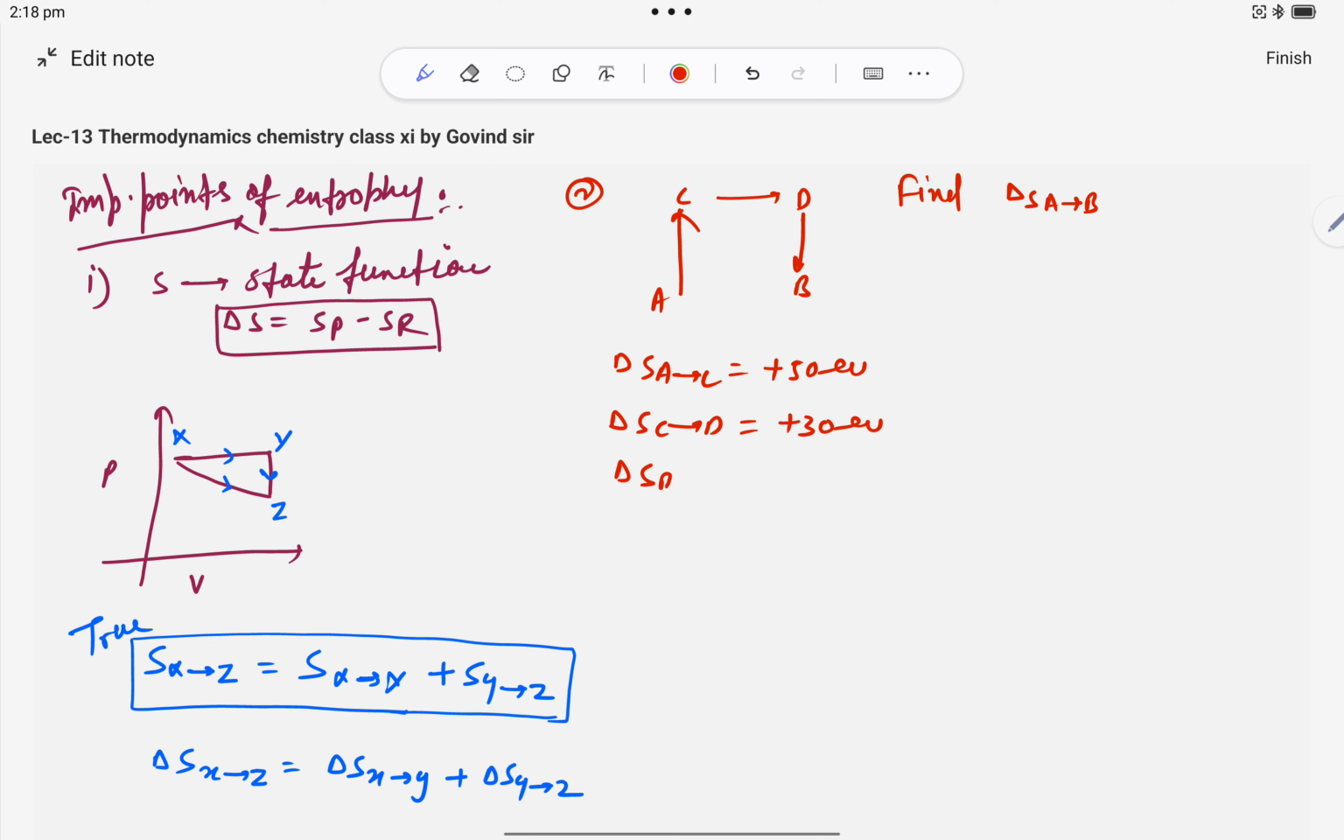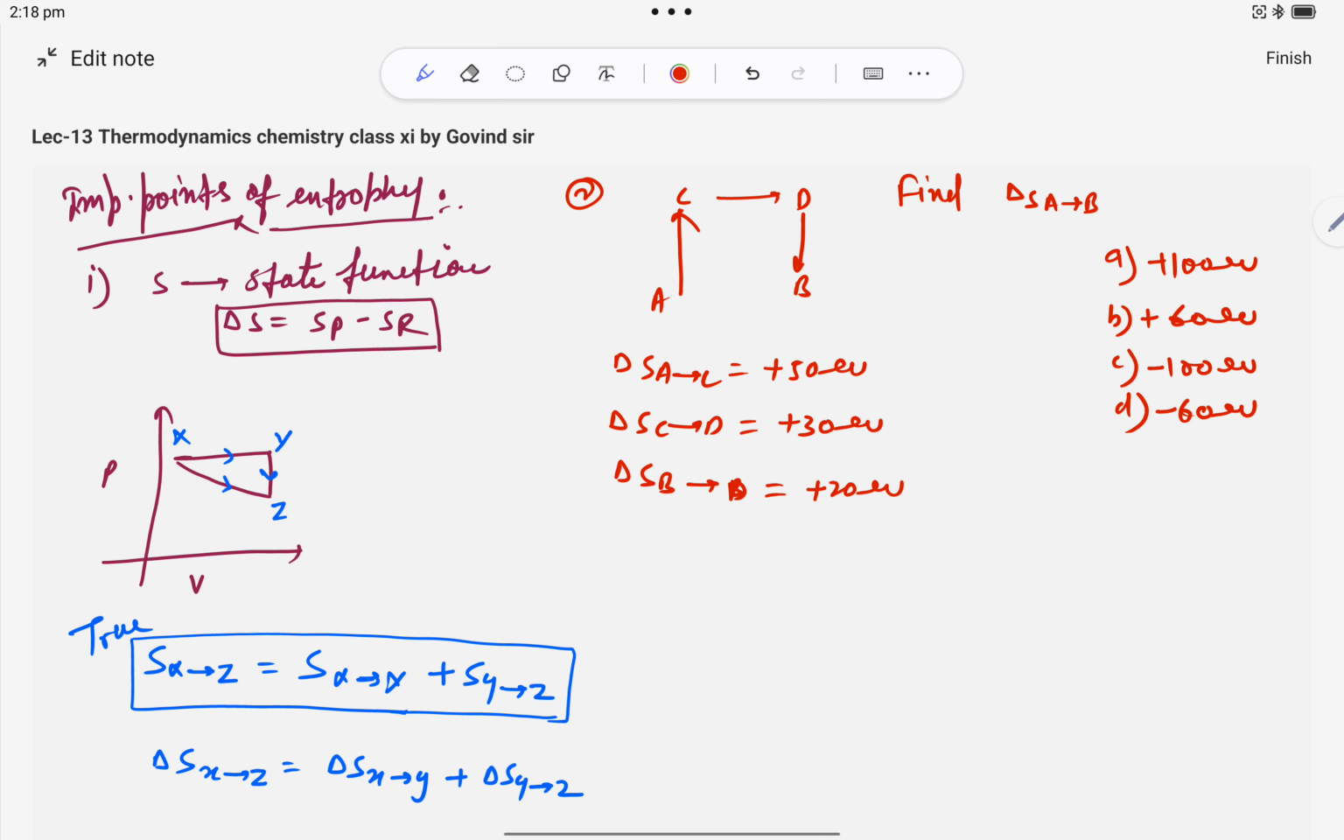Delta S B to D is plus 20 EU. And options are given: plus 100 EU, plus 60 EU, minus 100 EU, minus 60 EU. So how to do, children?